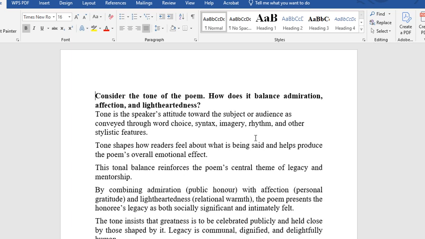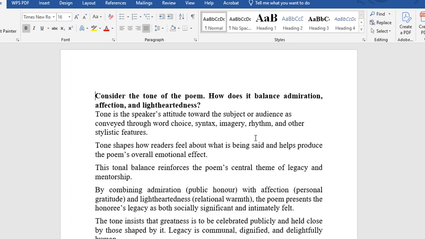Now the question says, consider the tone of the poem. How does it balance admiration, affection, and lightheartedness? The poem we are making reference to is Hearty Garlands. So we need to study the question very well. If there is any literary device mentioned, we need to explain the literary device in the question.